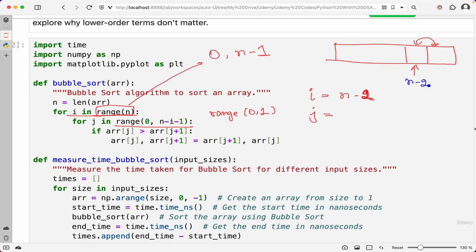Since j is n minus 1 minus i, it will be equal to 1, and this will run from 0 to 1, right? So j will just run one time. Range 0 to 1 is just 0, and I'm going to do these k operations. Okay, so I hope this is clear. Again, make sure that these boundaries are also clear.